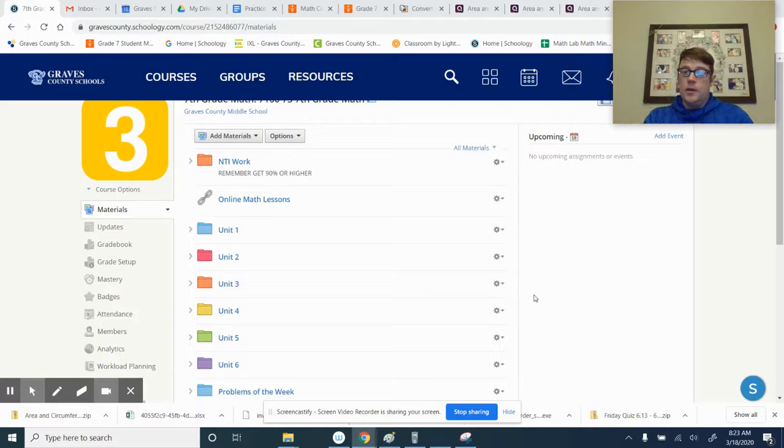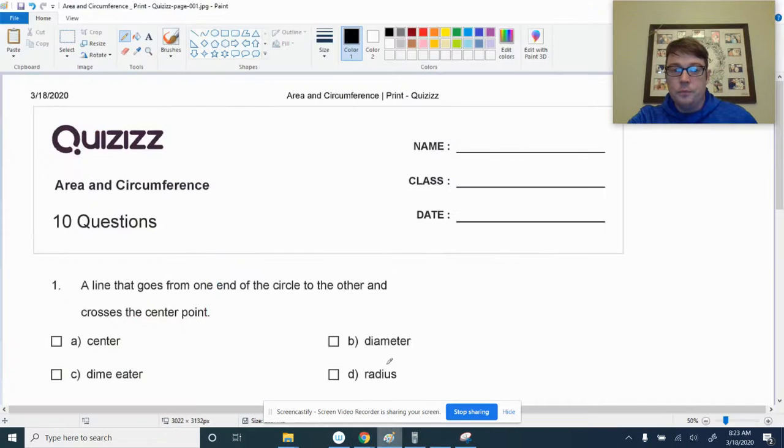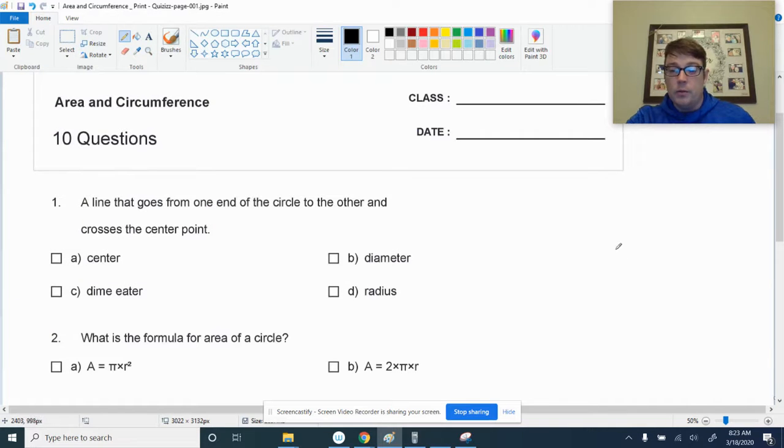Hey guys, it is day 3 of our NTI madness, and we are looking at area and circumference of circles. I know it's been since Unit 3 that we did area of circles and circumference of circles and all that jazz. What I wanted to do was give you a quick reminder of how we handled those problems because it's been a minute.